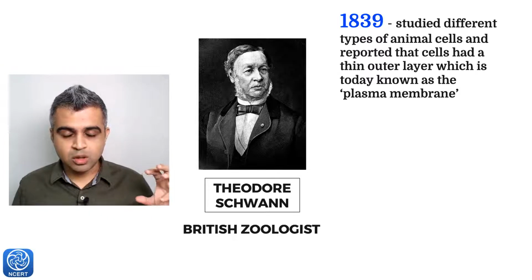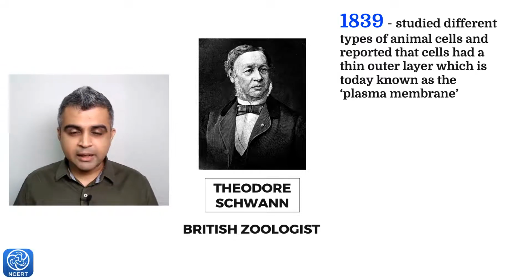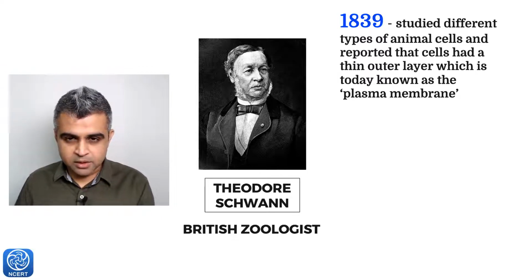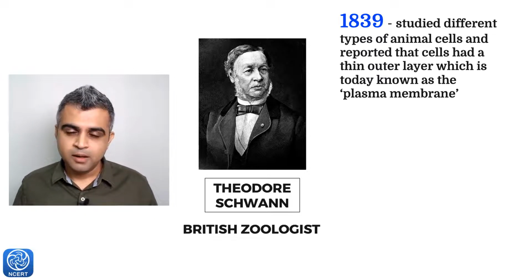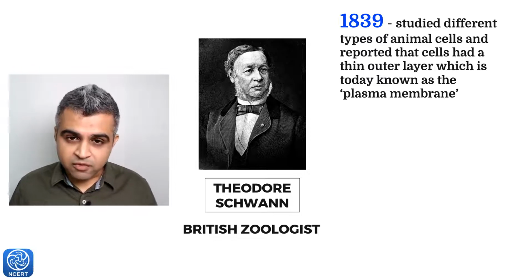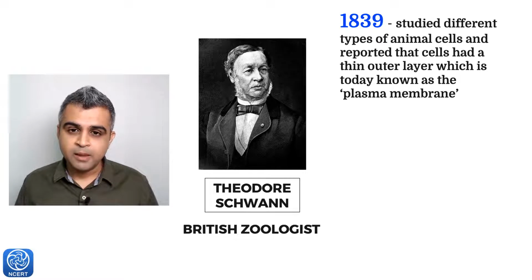Schleiden said that plants are made up of cells, and Schwann said that animals are made up of cells. In fact, when he came to know that all animals are made up of cells, he wrote letters to all the other scientists working in the same field. He got a reply from Schleiden, and that is how the two came to know about each other and started working together.